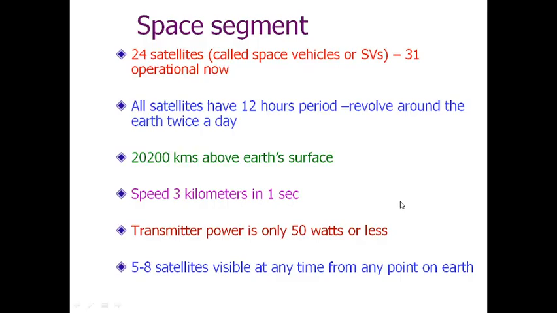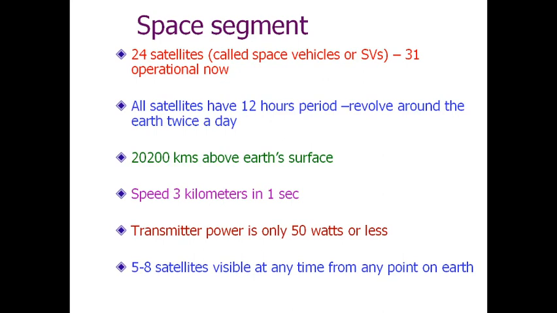The space segment consists of satellites mainly. In the constellation, there are 24 satellites, but obviously there will be more satellites operational at a given time. The minimum requirement is 24 satellites. All satellites have a 12 hour period. That means they will revolve around the Earth twice in a day. And the altitude of the satellites is 20,200 kilometers. It is well below the geosynchronous orbit. You know that the geosynchronous orbit is around 36,000 kilometers above, but this 20,200 is well below that. And the speed of the satellite is 3 kilometers per second. In 1 second it travels 3 kilometers. The satellite has very low power. Its transmitter power is only 50 watts or less.